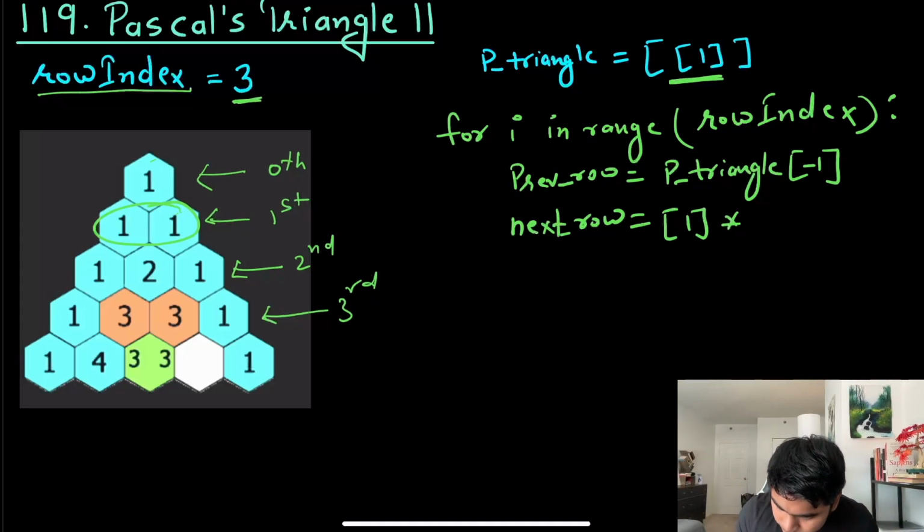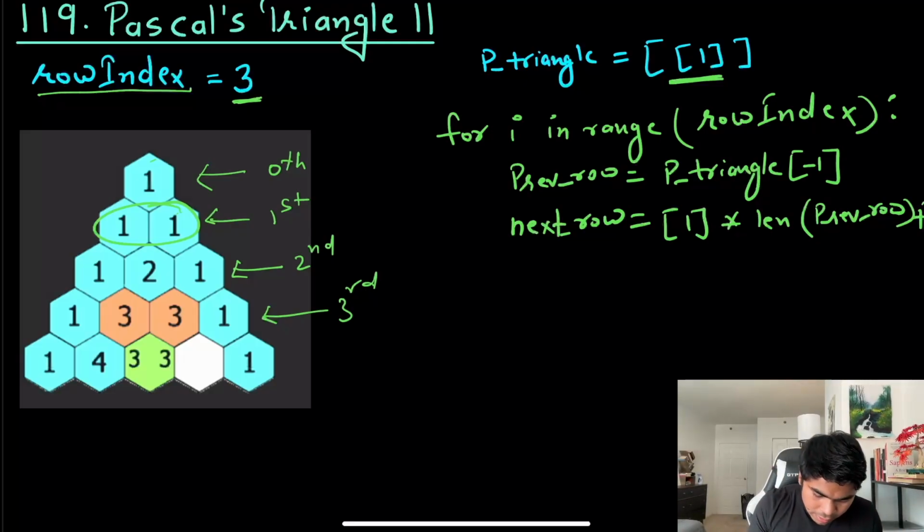So I'll show you how you do it. This is going to be the length of prev row, so len of prev row plus 1. Remember this is plus 1 because as you go down, the length of each row increases by 1.